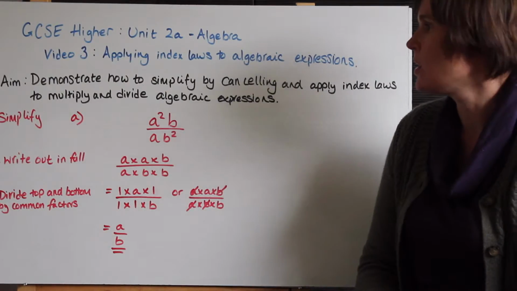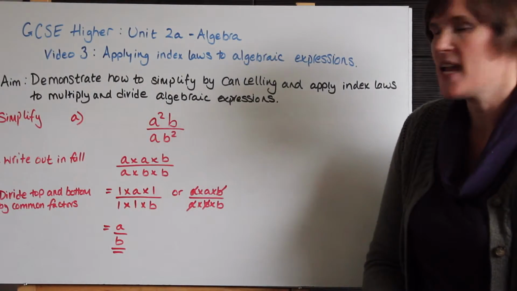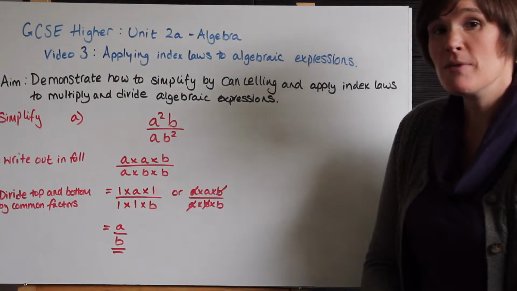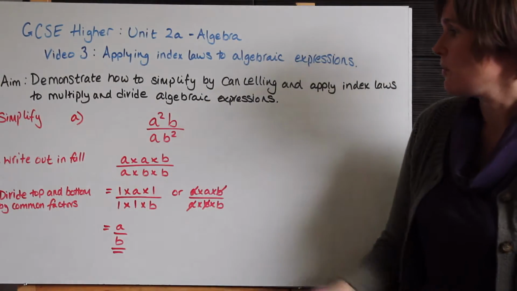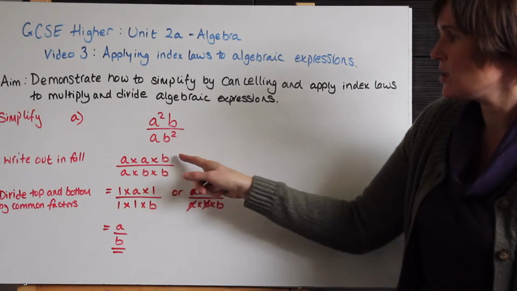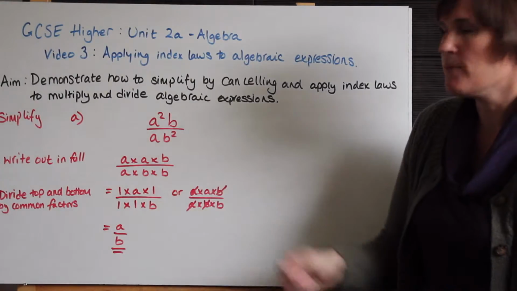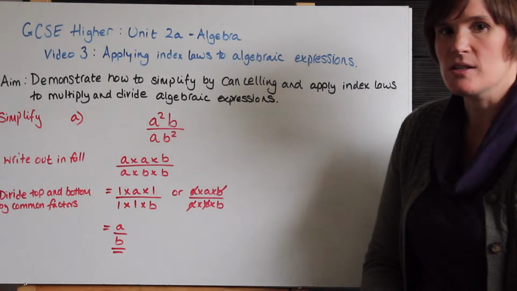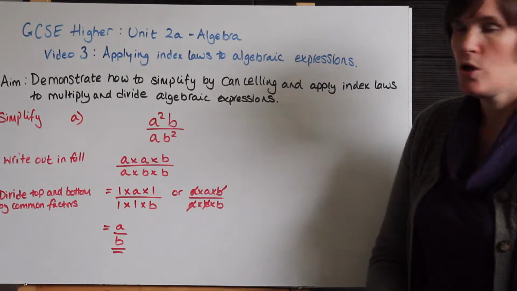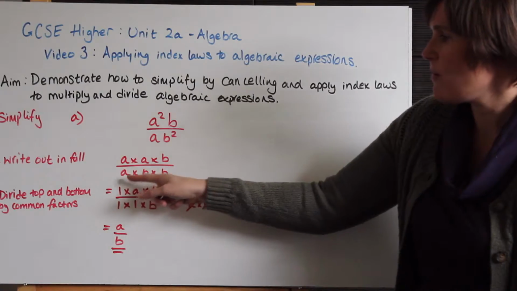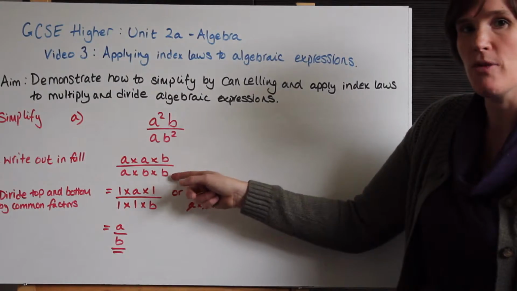using index laws. So if we wanted to simplify a squared b all over ab squared, if we were going to simplify it using cancelling, we would write it out in full. So we write a times a times b all over a times b times b. We then need to look for the common factors. So that's something that appears in both the top and the bottom. So we have 1 a and 1 b on the top and the bottom, and we also have a b that appears on the top and the bottom.